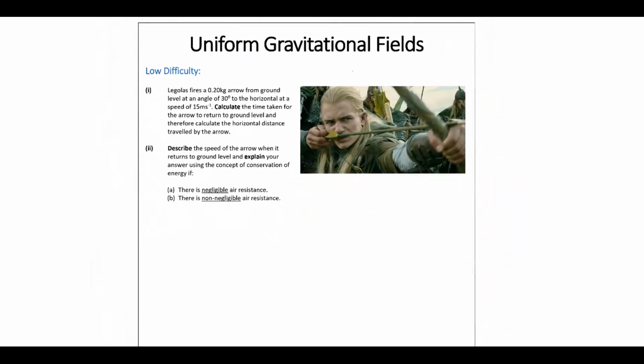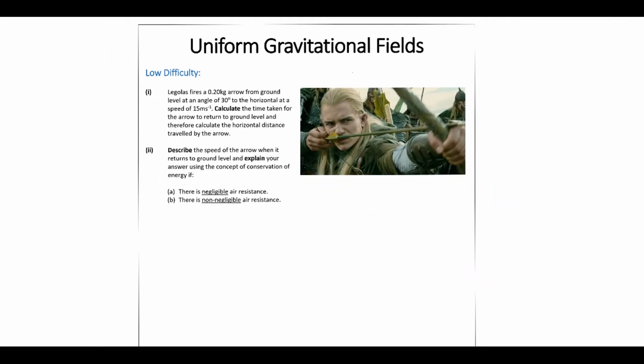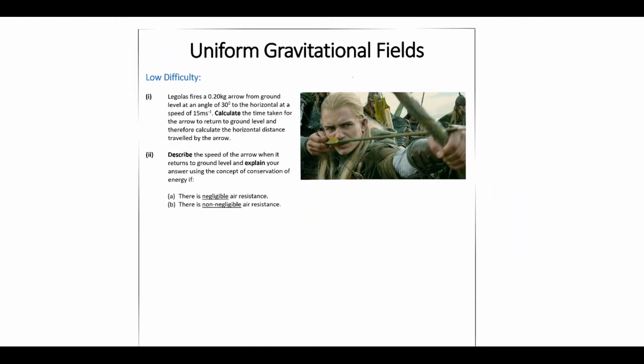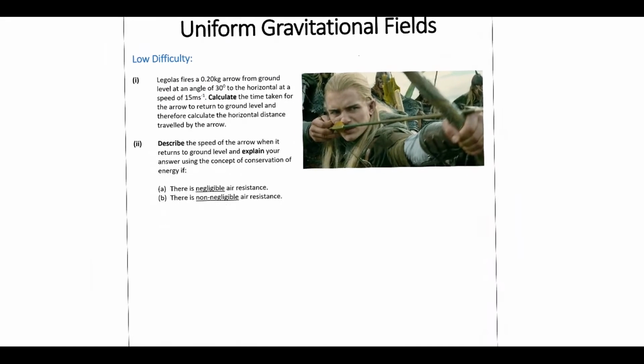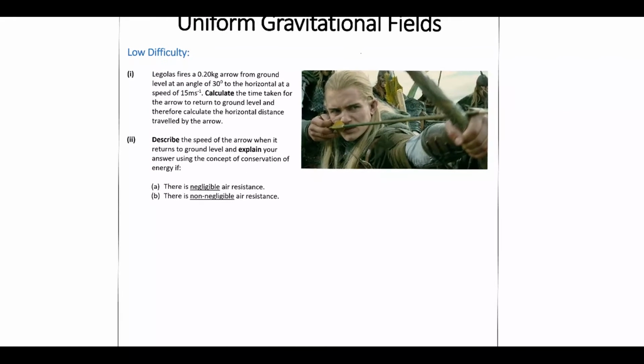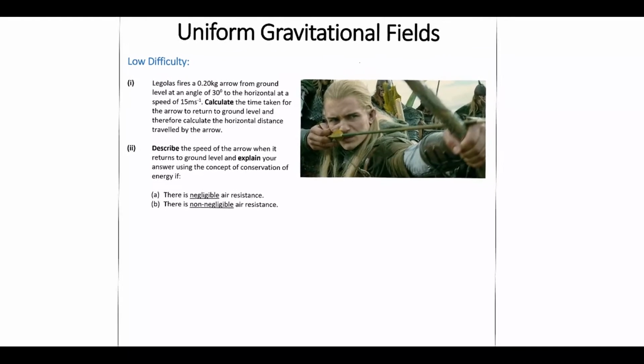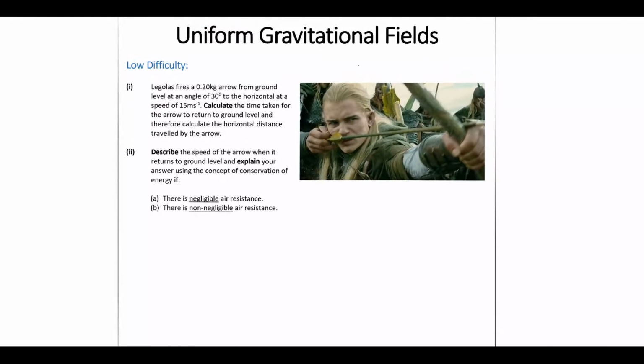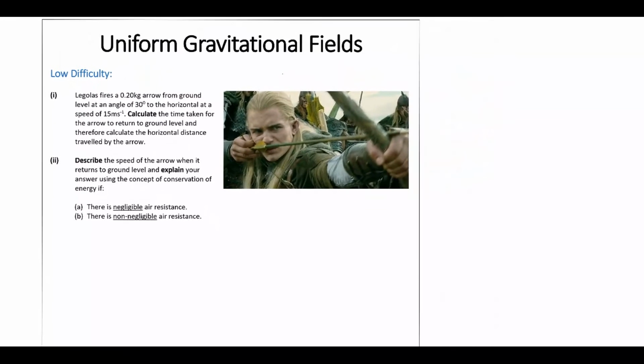So we've got a 0.20 kilogram arrow fired from ground level at an angle of 30 degrees at a speed of 15 meters per second. Calculate the time taken to return to ground level. So essentially, let's draw a diagram over here on the right hand side where we've got space. If this is your ground, it would take this kind of path here, and its initial velocity is 15 at an angle of 30 degrees.